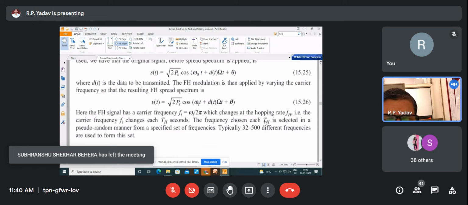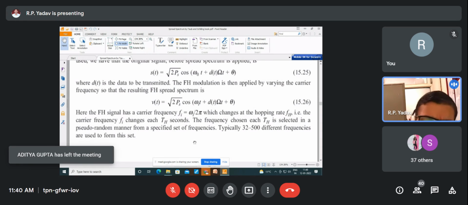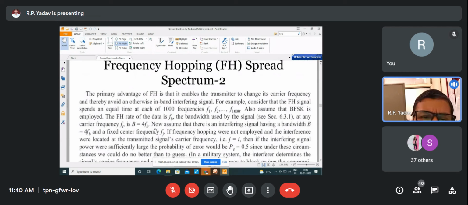The frequency chosen for each hop is selected in a pseudo-random manner, as I said, through a PN sequence from a specified set of frequencies, typically 32 to 500 different frequencies. The primary advantage of frequency hopped spread spectrum is that it enables the transmitter to change its carrier frequency and thereby avoid otherwise in-band interfering signals. So whatever carrier you define, it will switch on.